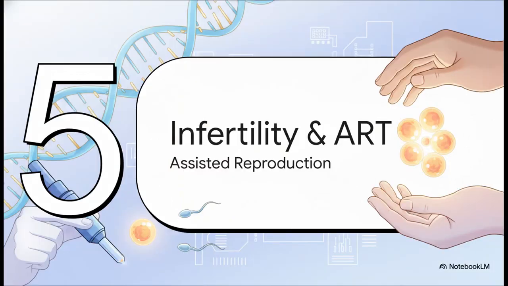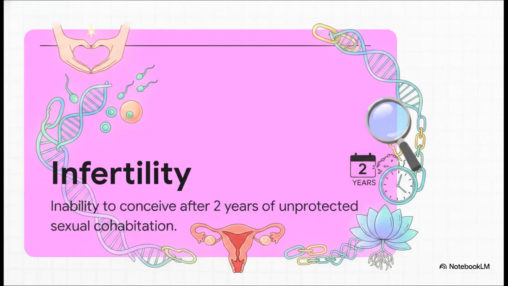And that brings us to the final chapter of our explainer, Section 5, Infertility and ART, Assisted Reproductive Technology. When natural processes face roadblocks, medical science steps in. First off, let's clearly define what we actually mean by infertility. It's medically defined as the inability to conceive a child despite at least 2 years of unprotected sexual cohabitation. Dhyan dijiye is timeline per. It is 2 full years. It's not a diagnosis doctors make after just a few months.